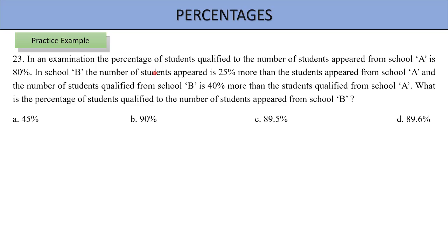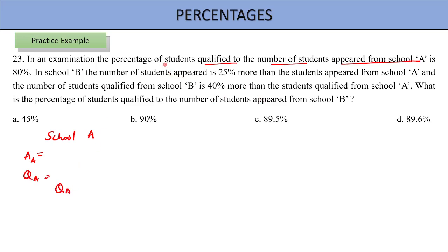Another good question, guys. Please try it by yourself first and then come back to the solution. In an examination, the percentage of students qualified to the number of students appeared from school A is 80%. So consider this as your school A, in which the number of students appeared is the number from A appearing, and from A qualifying students.